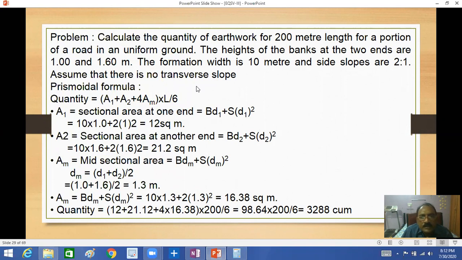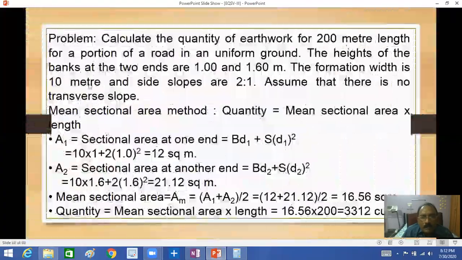So this is a 10-mark question in your external examinations. You must remember this formula whenever two sections are given. But if a series of sections are there, we have to go for different formulas. What I have explained, see, the problem is the same, but we solved this by the mean sectional area. You can also solve by the mid sectional area. How do you go about the mid sectional area? D1 plus D2 by 2.